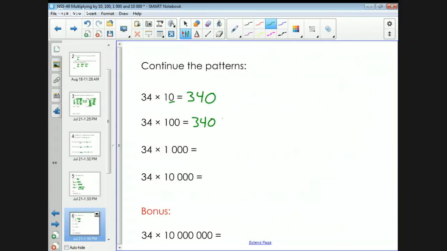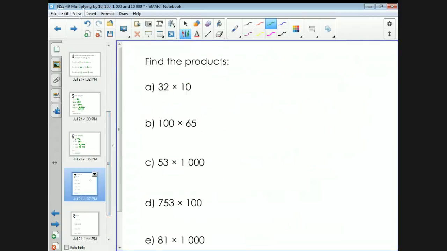34 times 100, add 2 zeros. So we have 3,400. 34 times 1,000, we're going to add 3 zeros. And I really probably, as I'm writing those 3 zeros, should leave a space, knowing that I need to, starting from the right, moving to the left, have our numbers grouped in threes with a space in between. So multiplying by 34 times 10,000, I know that I'm going to need to add 4 zeros, and then I need to group them in 3. So there's my 3. I'm going to leave a space to put my 4th one, and then I'm going to write my 34. So 340,000.